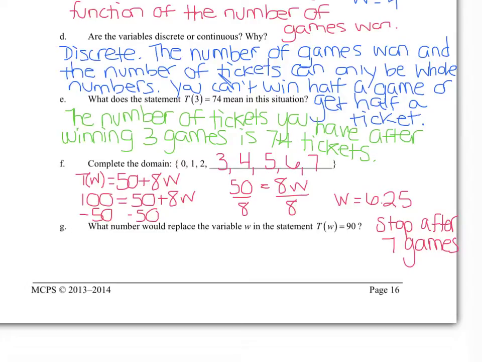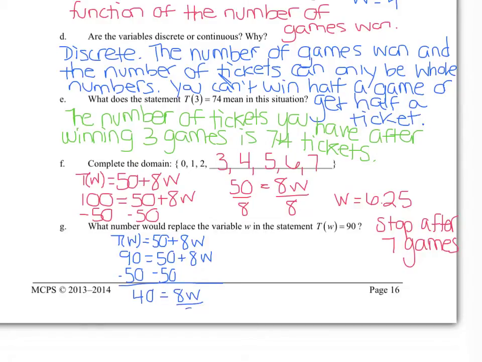Finally, what number would replace the variable W in the statement T of W equals 90? So if we have T of W equals 50 plus 8W, what we're looking at is what is W when T of W is 90? So the first thing we're going to do is subtract 50, and 90 minus 50 is 40, and then 40 equals 8W. So to solve for W, we divide by 8, and 40 divided by 8 is 5. So what number would replace the variable W in the statement T of W equals 90? Well, when W is 5.